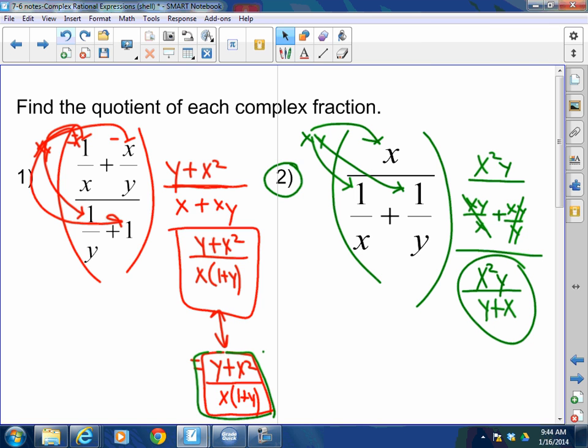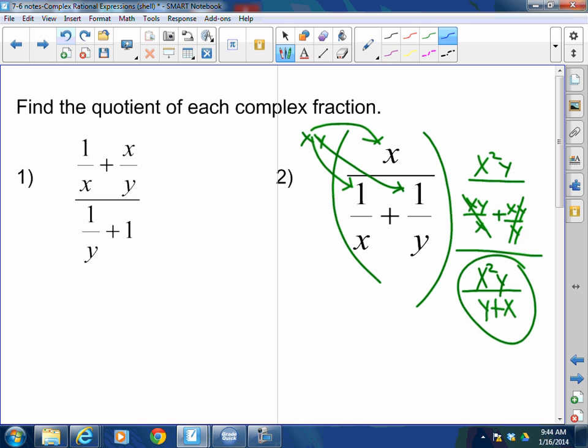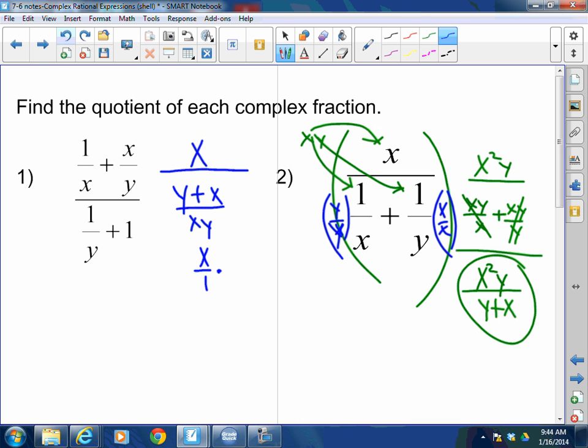Or, let's do it method 1. I'll do it in blue over here. Method 1. X is the numerator, no worries. Okay, I got xy here, so I'm going to multiply a y to top and bottom here, and then x to top and bottom there. So I got y plus x over xy. Stay, change, flip. And that's x squared y over x plus y. Doesn't really matter to me.